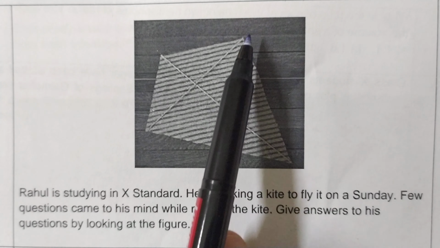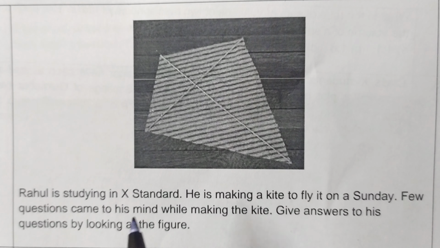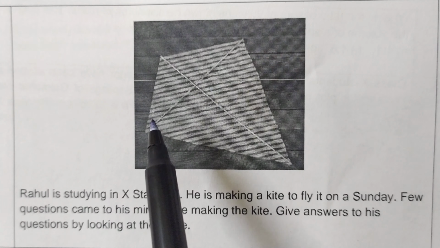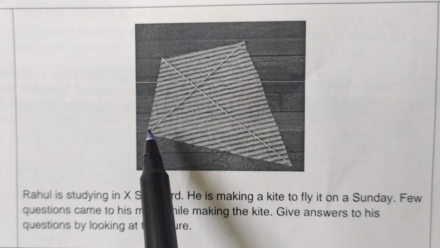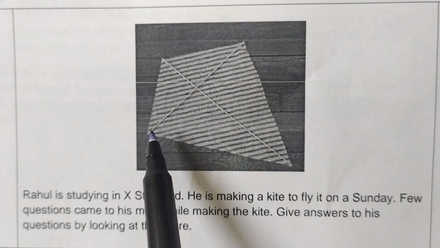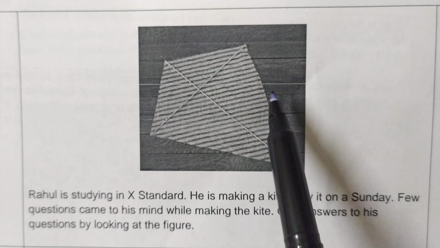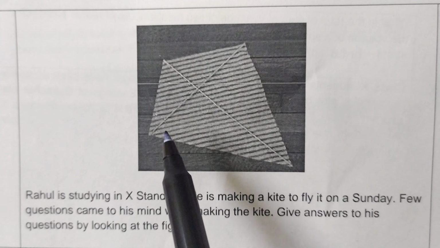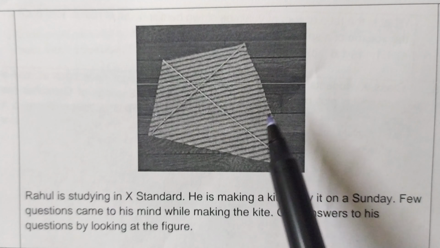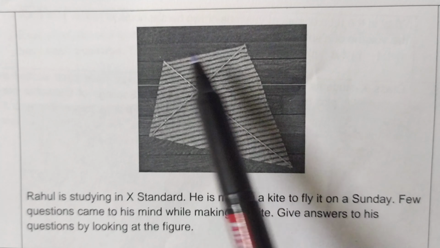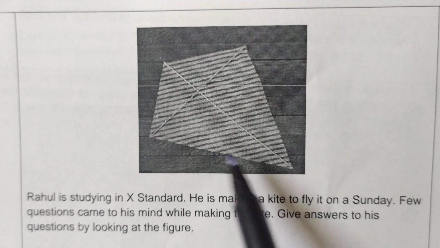So this is the figure of the kite. First of all, I want to tell you what a kite is. How will you define a kite? A kite is a quadrilateral in which both pairs of adjacent sides are equal. It means this side is equal to this side and this side is equal to this side. Again I repeat, a kite is a quadrilateral in which both pairs of adjacent sides are equal.